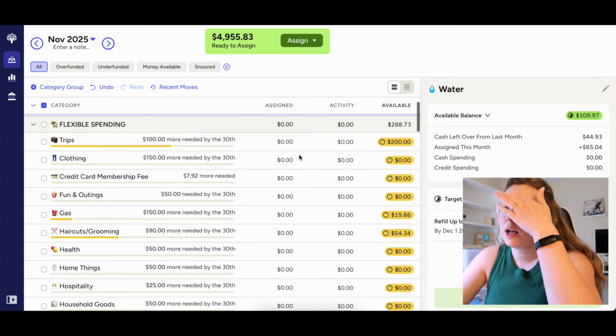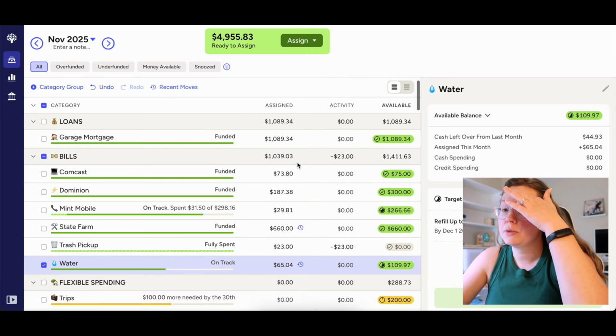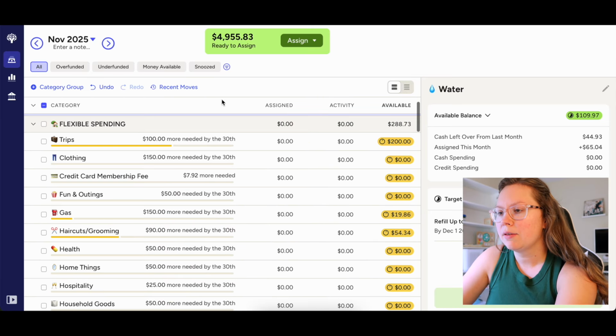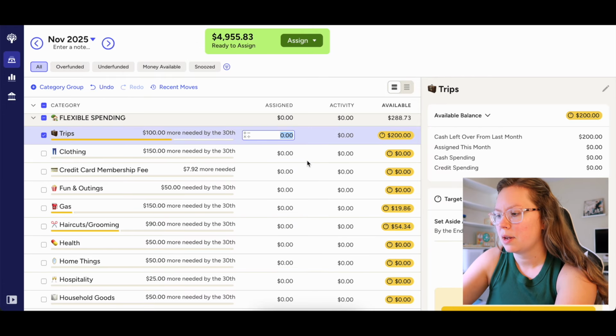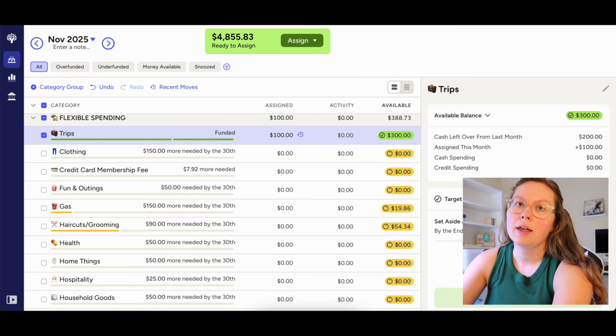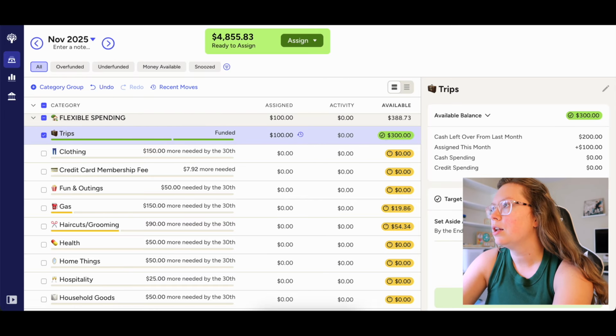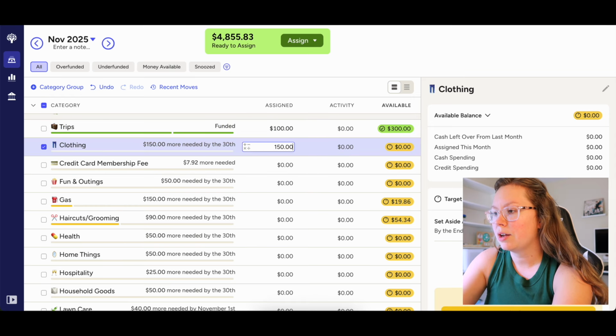All right, then I have flexible spending. Those were bills that you obviously have to pay. Then I have flexible spending. So trips, I started putting $100 in here every month, if we have to go get a hotel or do things like that. So just random trips. Clothing, I'm putting $150.